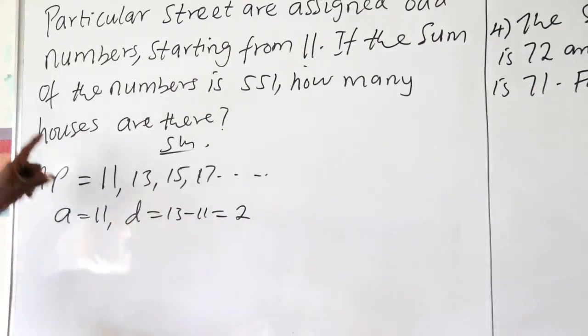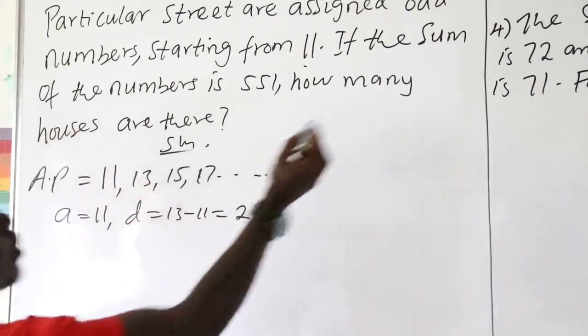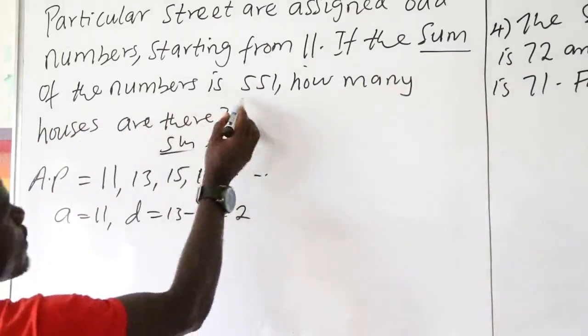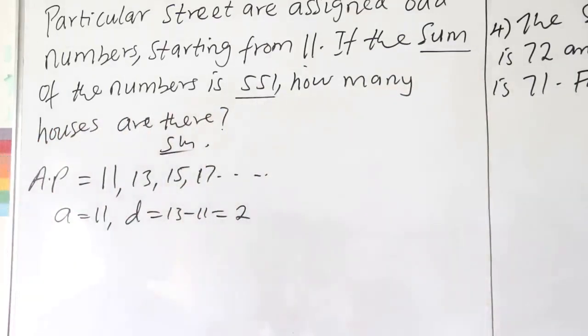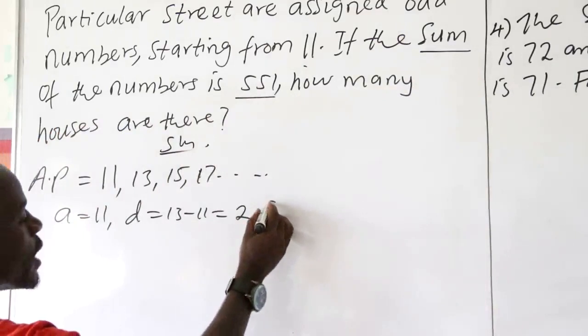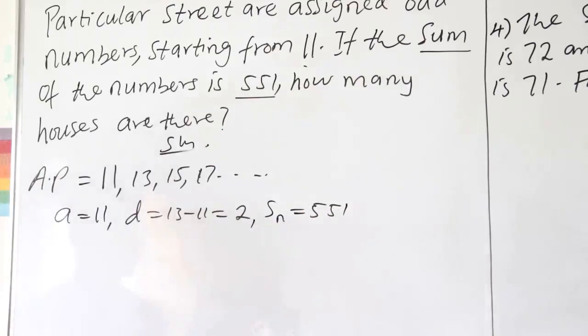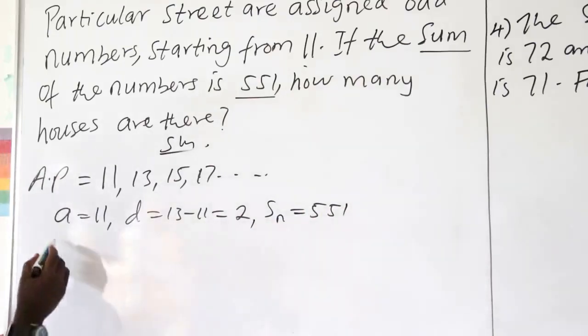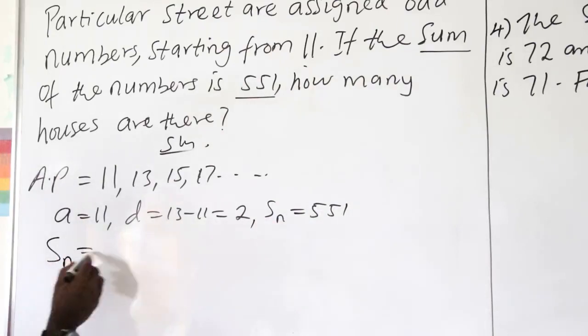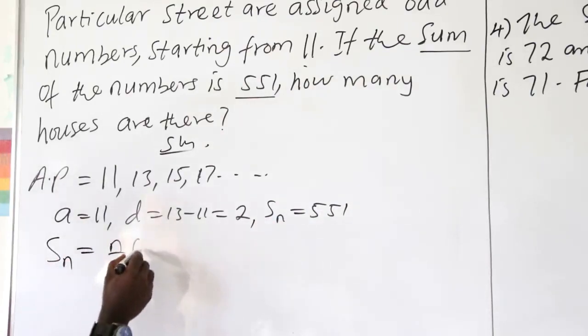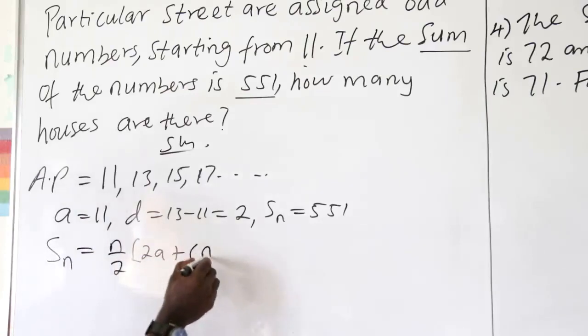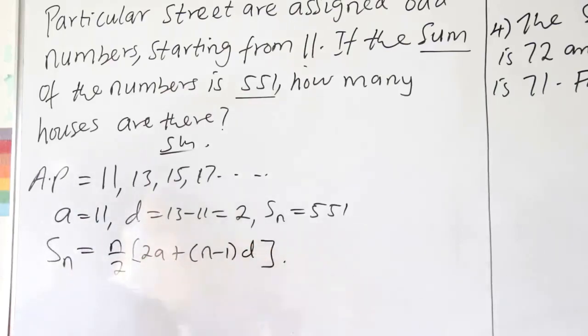Then they say the sum of the numbers is 551, how many houses are there? That is, we have to find n, but our Sn is 551. We don't know n. That's the question. How many houses are there? So we now say Sn is n all over 2 into 2a plus n minus 1 times d. Now we don't know the last term. If we did, we would have used the other formula. So since we don't know the last term, we will use this formula. Our n is what we are looking for.